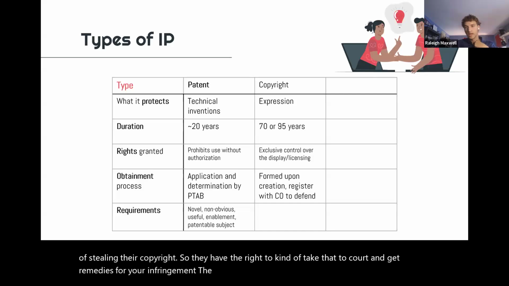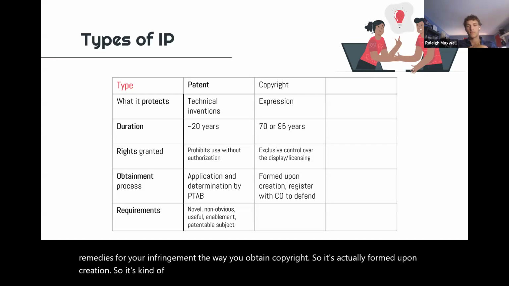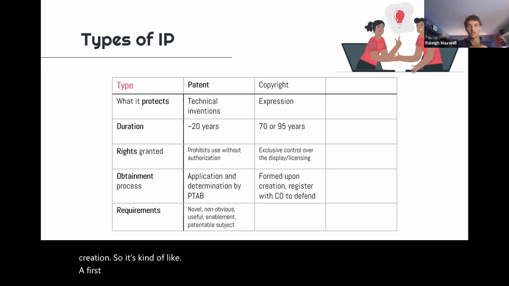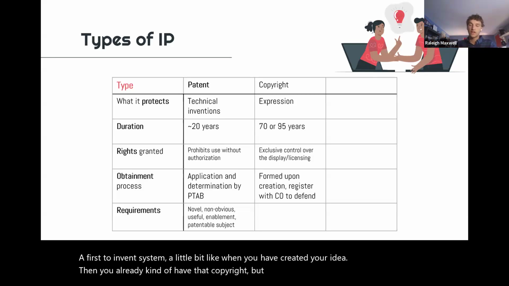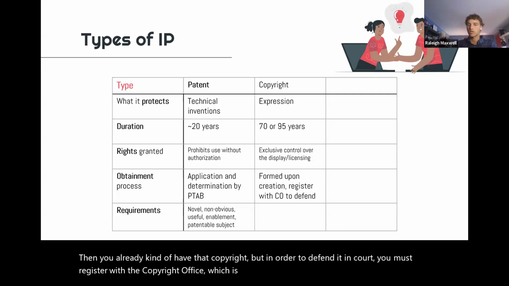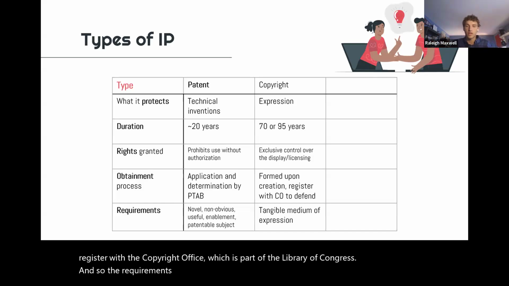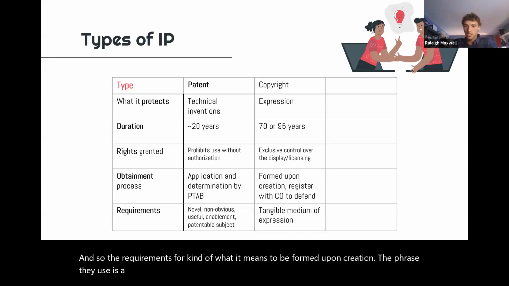The way you obtain copyright is that it's actually formed upon creation, so it's a bit like a first to invent system. When you have created your idea, you already have that copyright. But in order to defend it in court, you must register with the Copyright Office, which is part of the Library of Congress. The requirement for what it means to be formed upon creation is that the phrase they use is a tangible medium of expression.